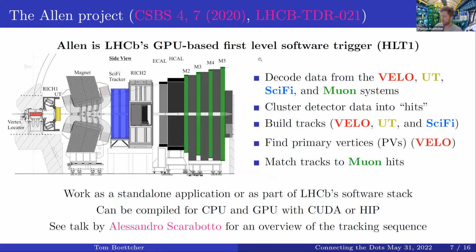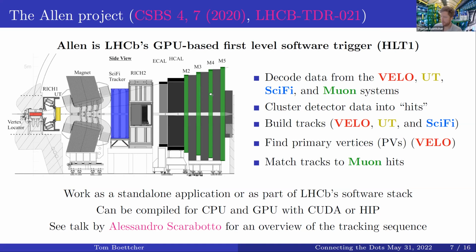So this is the basic job of Allen. So Allen is the GPU-based first-level software trigger, so HLT1 for LHCb. Allen's basic job is to reconstruct tracks and look for displaced heavy flavor decays. So what that means is we reconstruct data from the vertex locator, or VELO, the upstream tracker, the UT, and the scintillating fiber tracker, or the SciFi.